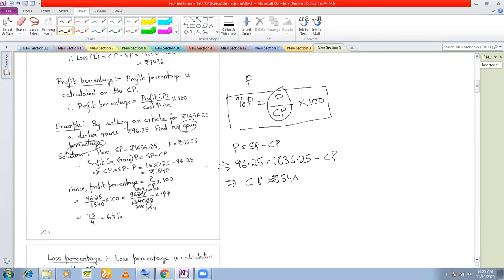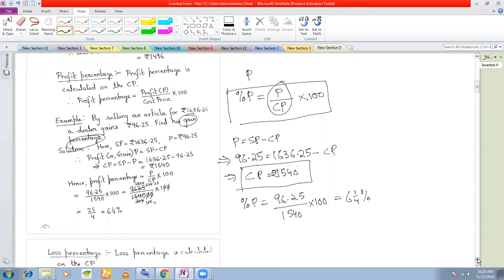Cost price is something that is very, very important. Always in most of the problems you will be required to calculate the cost price. So what I have calculated here is the cost price. Now once I have calculated the cost price, what should be my percentage gain or percentage profit? It should be the profit that he's making, 96.25, divided by the cost price and then multiplied by 100. After cancellation you get 6.14%. That's it. So calculation of cost price is very important.